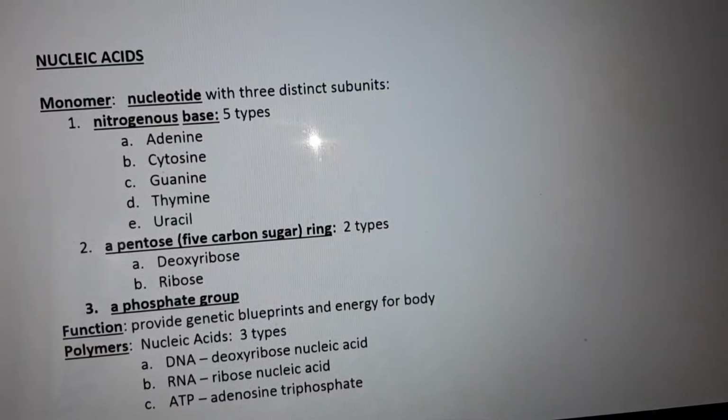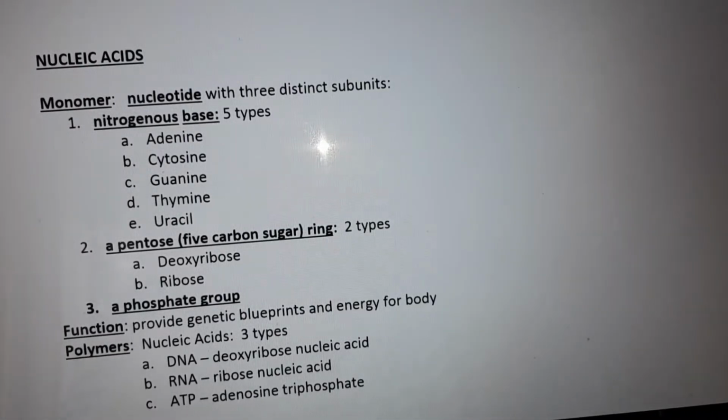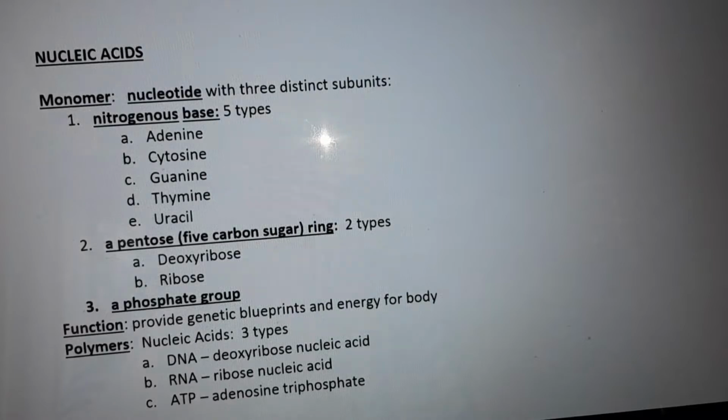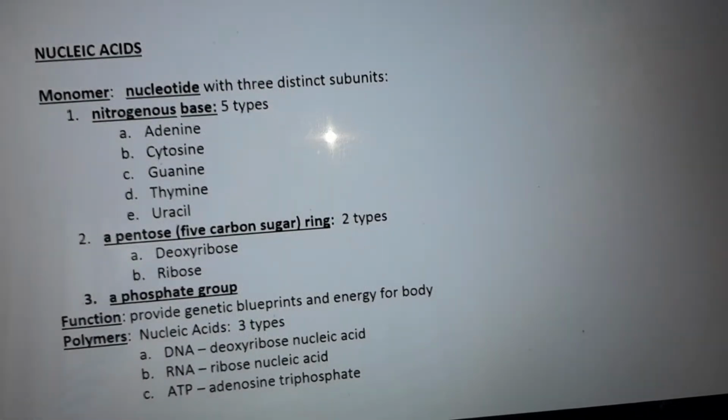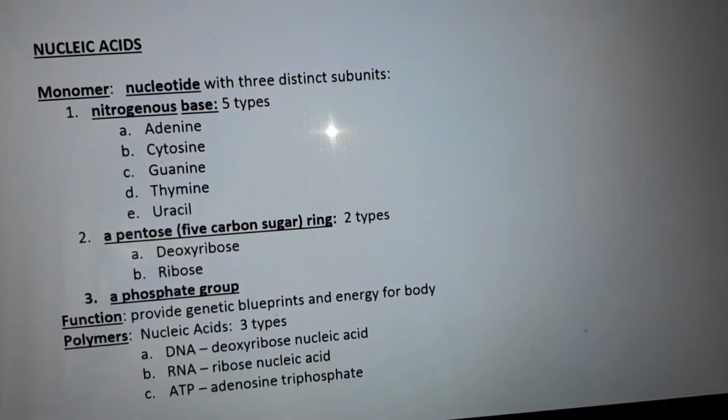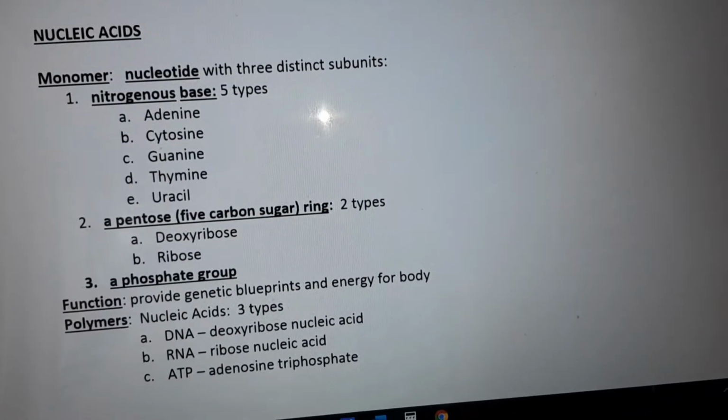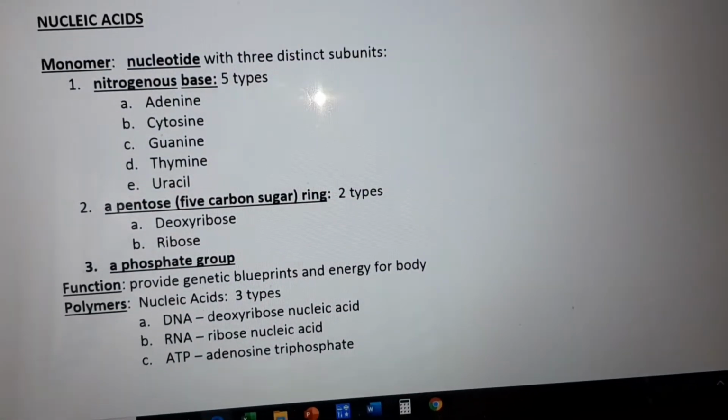Okay guys, we're going to finish up with the final biologically important molecule group, the nucleic acids. Remember, I already did the overview video that showed you all three of them together, DNA, RNA, and ATP. So now I'm going to focus on just the DNA molecule.